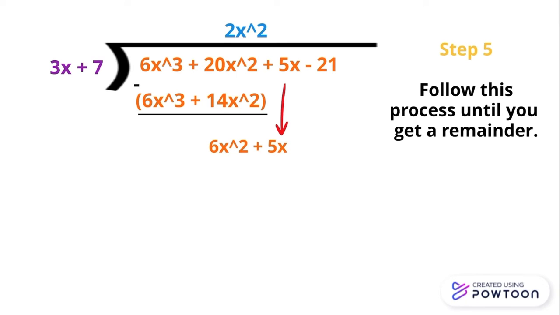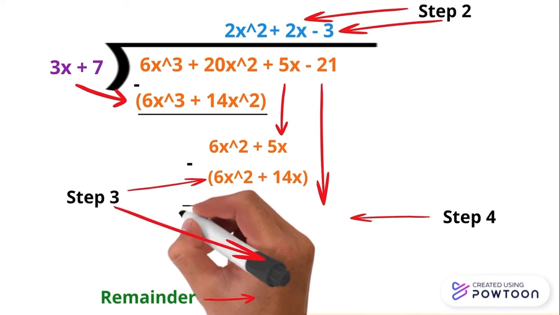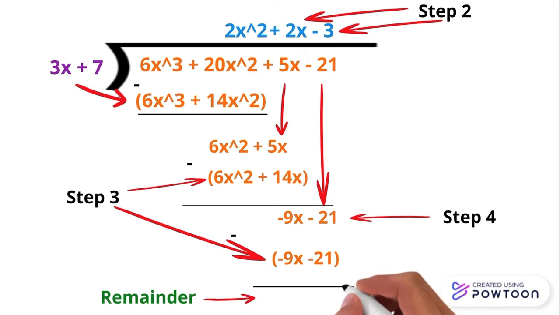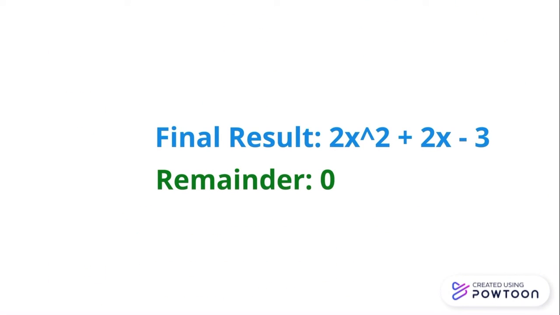And with this, we can go ahead to our final step, which is to follow this whole process until we get our new remainder. Now this is the rest of the process with how the steps were reused, and we can see that the final result is 2x squared plus 2x minus 3, and there is no remainder.